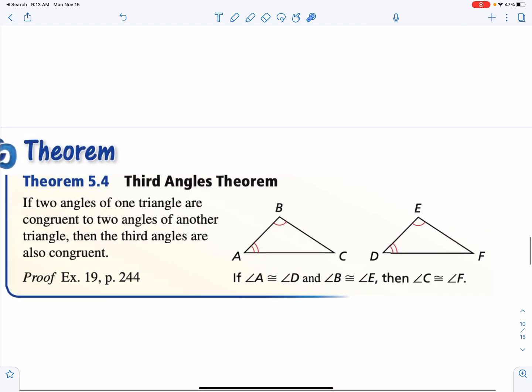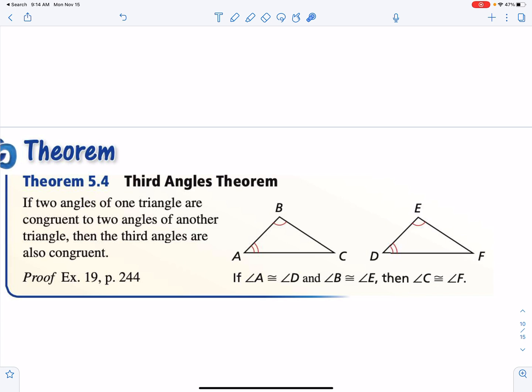The one that's a little bit new to us, again, it should not be too hard to comprehend what's going on here. But it simply states if I know two angles of a triangle are congruent to two angles of another triangle, the third angles of them have to be congruent.